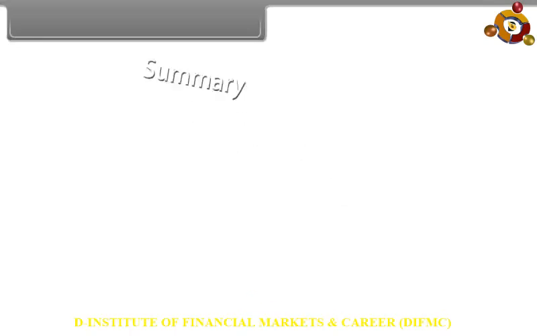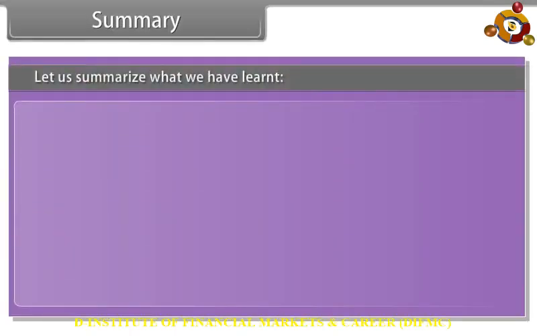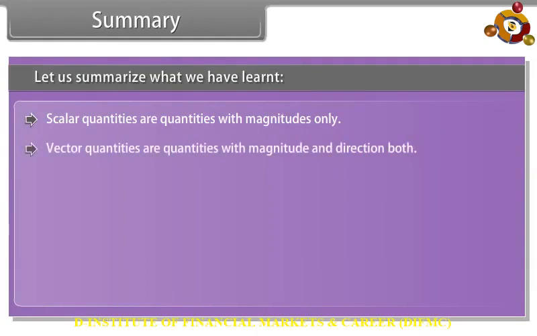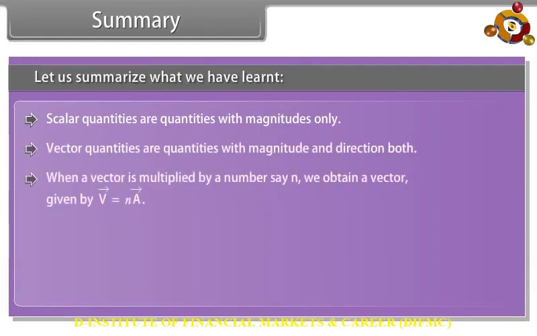Summary. Let us summarize what we have learned. Scalar quantities are quantities with magnitude only. Vector quantities are quantities with magnitude and direction both. When a vector A is multiplied by a number say n, we obtain a vector v given by v vector equals n times A vector.